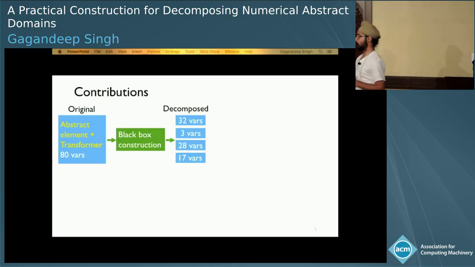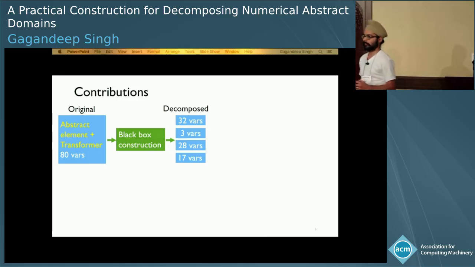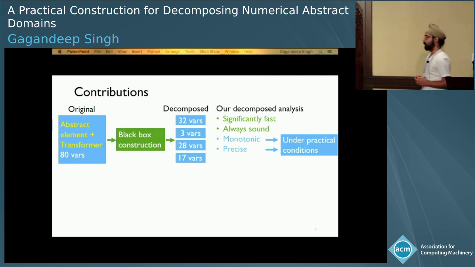So it is black box in the sense that it does not require any access to how the transformer is implemented. So if your transformer is implemented with graphs or with matrices, it doesn't matter, right? And we provide some guarantees that it is always sound, and it has the same precision as the original analysis in most practical conditions. We provide specifications to identify when your transformer will not lose any precision with our construction. Hopefully this can help you in designing such transformers that have the same precision.